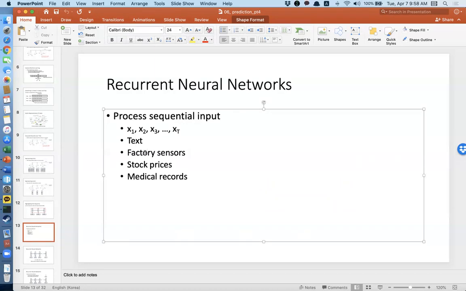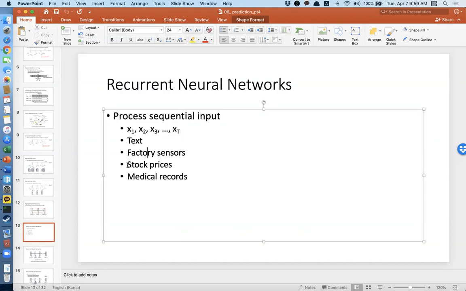Factory sensors are also sequential inputs. There are a lot of sensors in smart factories, and they record certain readings every 5 seconds, every 10 seconds, every minute, or every hour. That forms a sequence of input. Stock prices are a typical example, like Apple or Google or Samsung stock. It changes over time, so it's a time series, and again a nice typical sequential input.